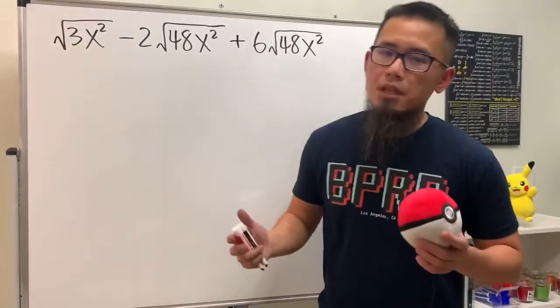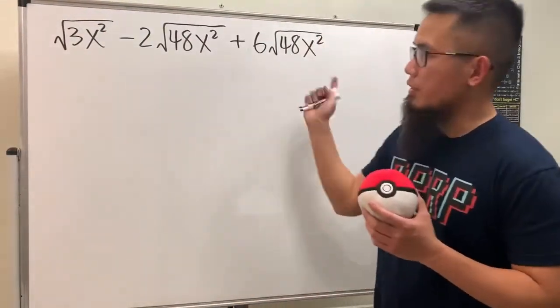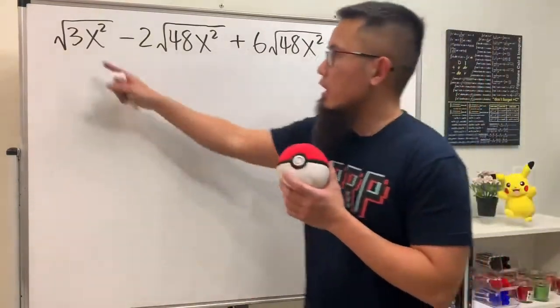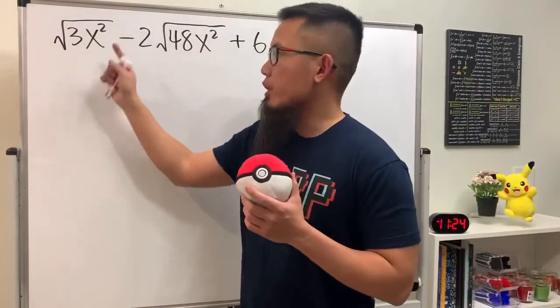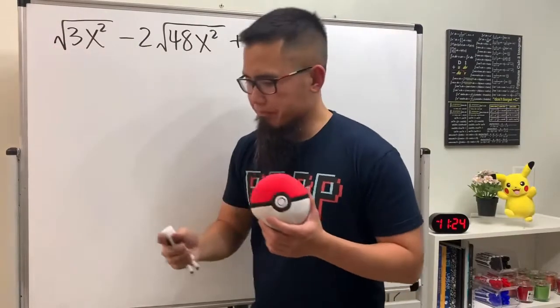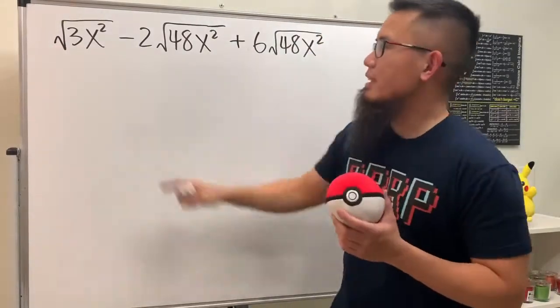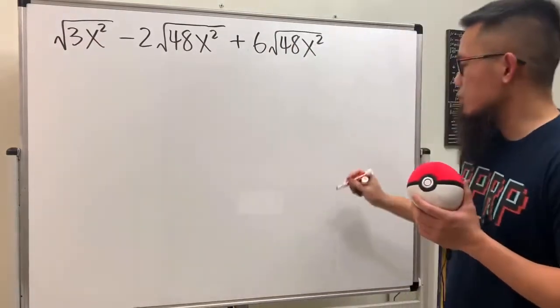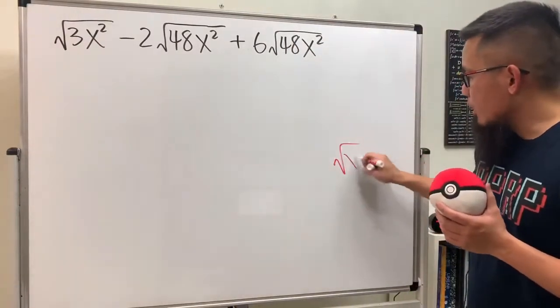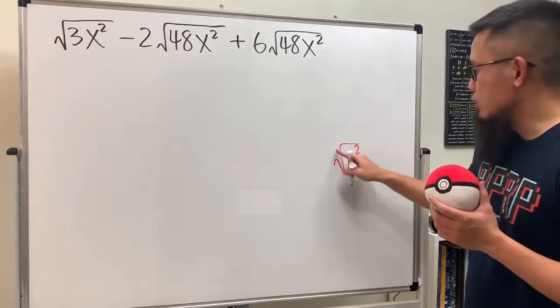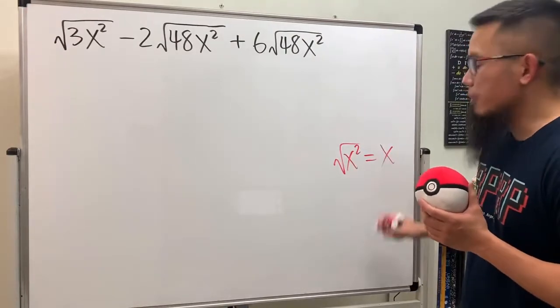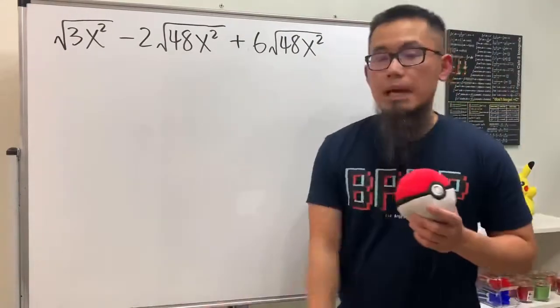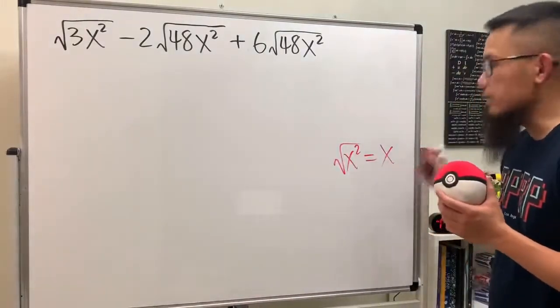Here we are going to simplify and also combine radicals. First, we have the square root of 3x squared. The square root of 3 we cannot break down anymore, so leave it. But for x squared inside the square root, let me remind you, they just cancel, so you just get x. Here we are assuming all the x's are positive, so this is just going to give you x.